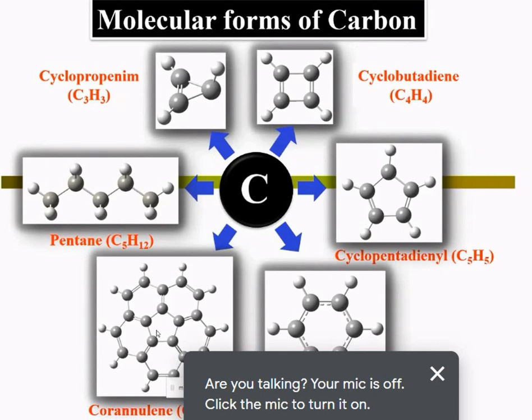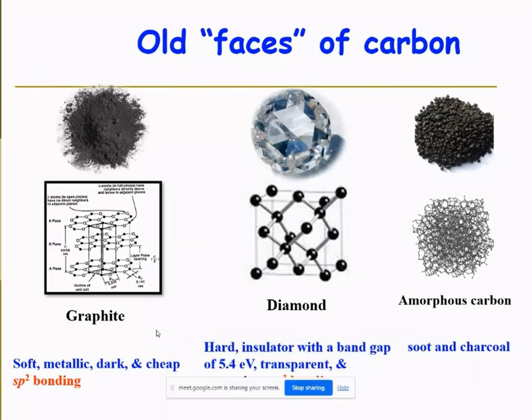If you look at the old phases of carbon, there are essentially three. The most common one, of course, is graphite. It is black, it is soft, it's metallic, it's cheap, and the carbon atoms in graphite are arranged in hexagons. And these are layers of graphite, layers of 6-member carbon rings.